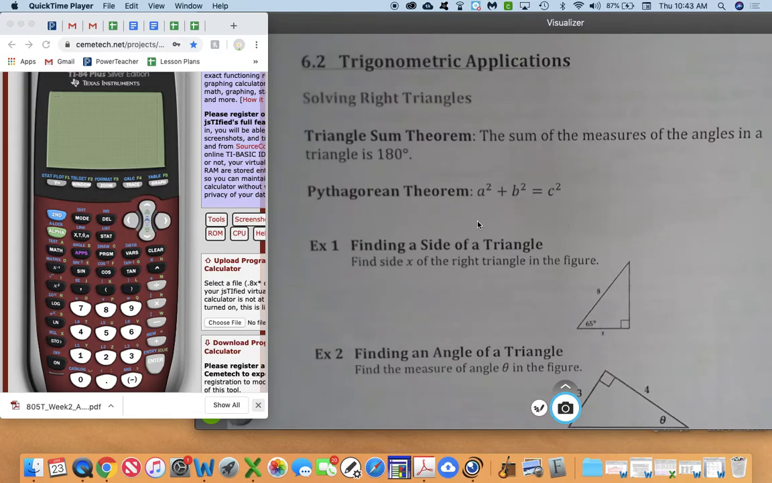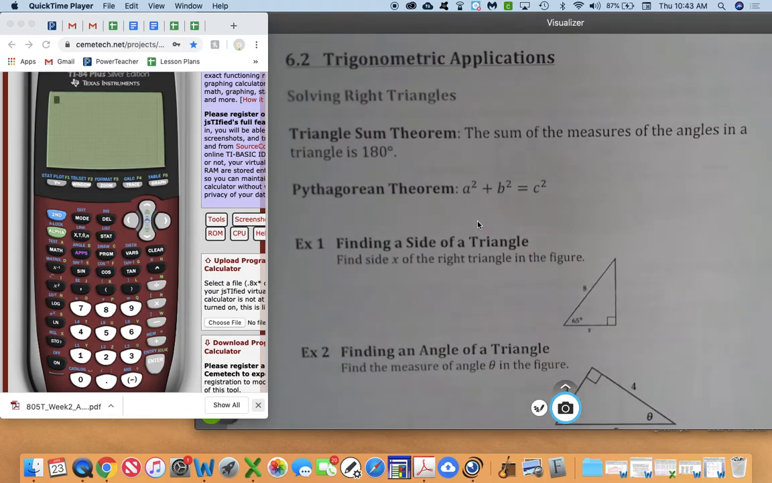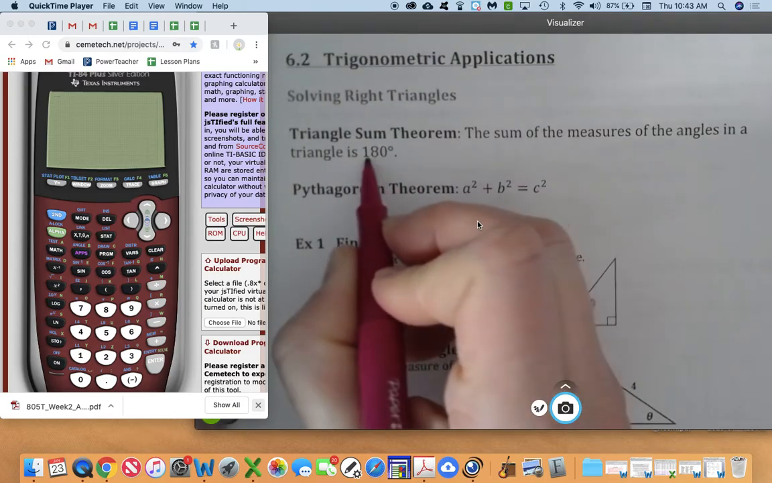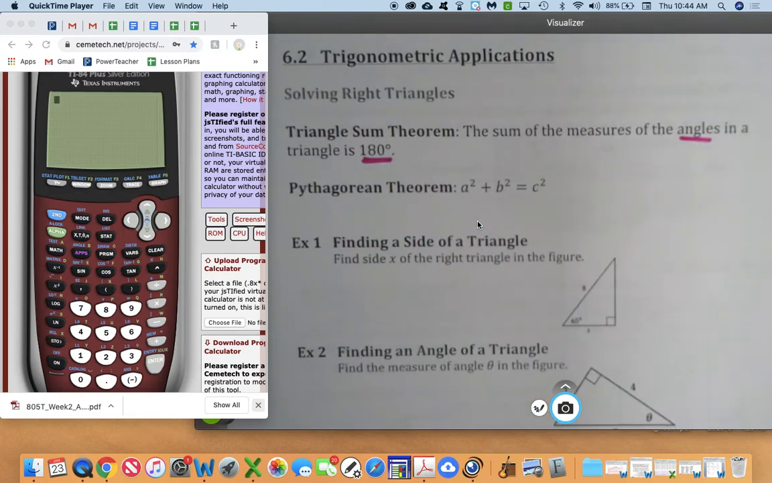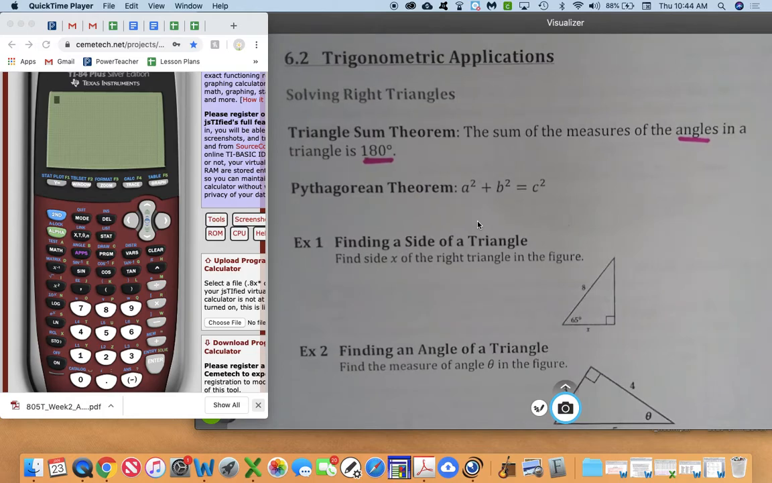Two things before we start. Triangle sum theorem: all of the angles add up to be 180 degrees. That's something you learn in geometry class, and it's going to be applicable here. It's going to help you solve for things. You should know that already. If you don't, you're behind.